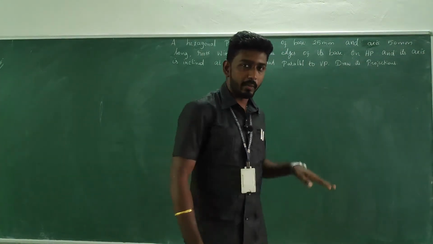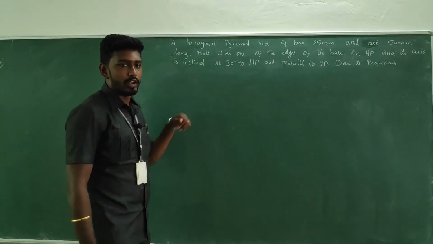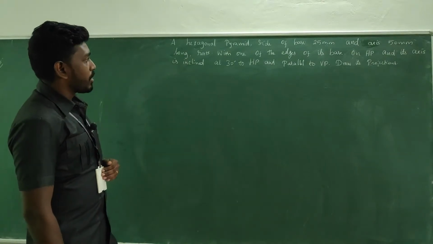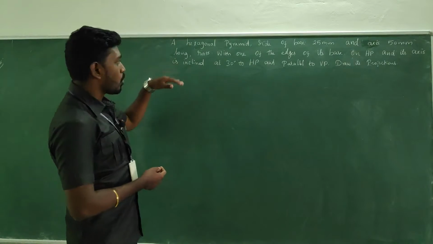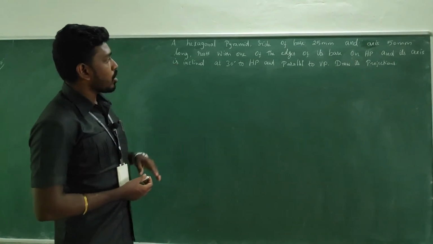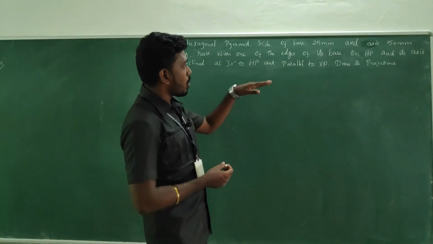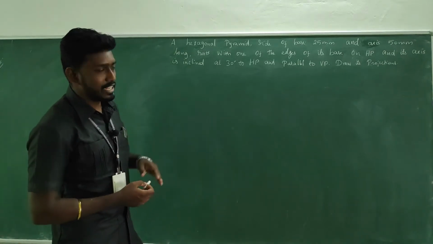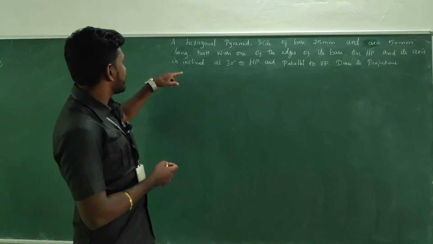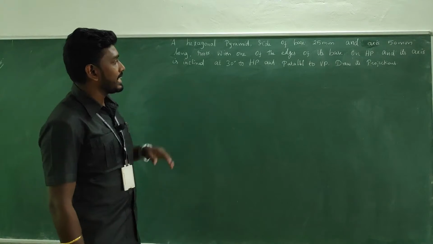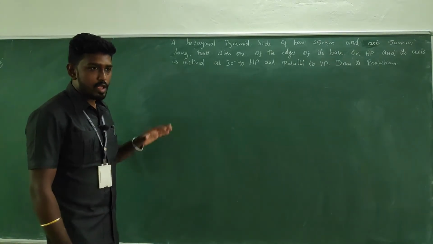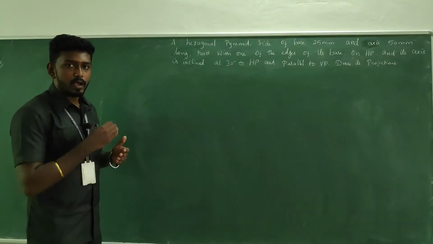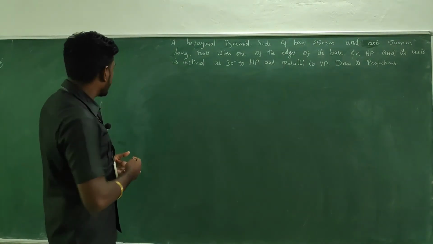Welcome students. I have a question from projections of solids. A hexagonal pyramid, side of base 25 mm and axis 50 mm long, rests with one of the edges of its base on HP and its axis is inclined at 30 degrees to HP and parallel to VP. Draw its projections. For this we are going to make the final front view and final top view.